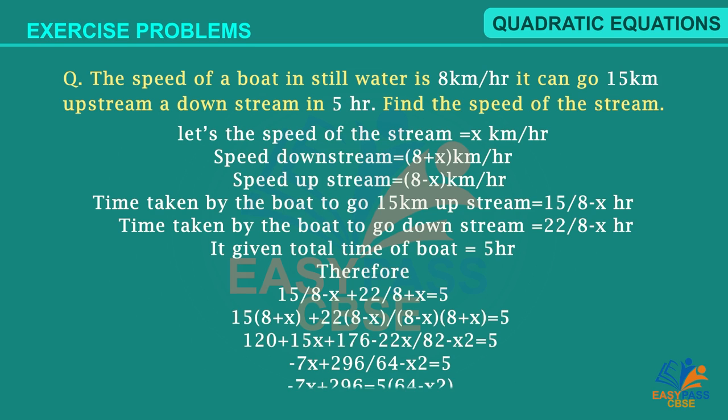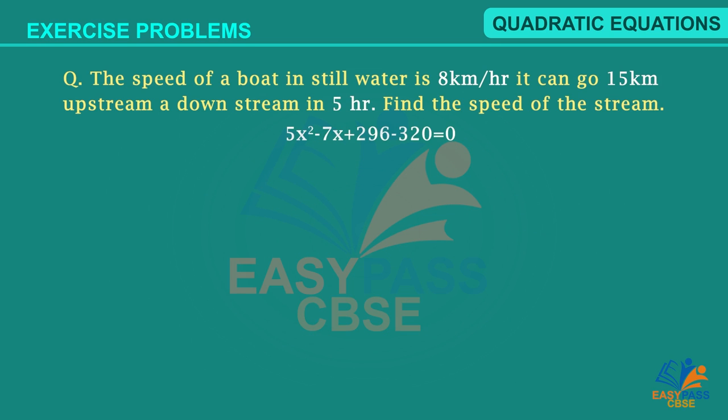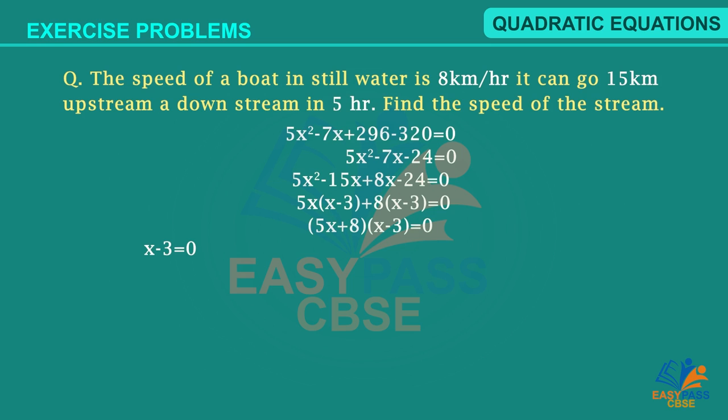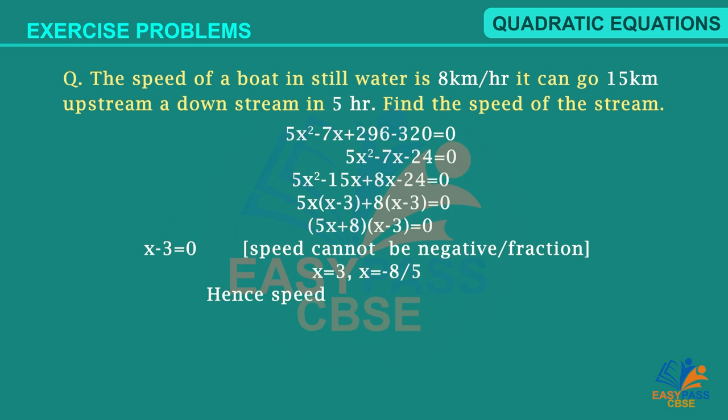If you simplify, you will get 5x square minus 7x minus 24 equal to 0. Or you have x is equal to 3 or x is equal to minus 8 by 5. x is equal to minus 8 by 5 is not a possible answer because it is a fraction. So x is equal to 3. Therefore, the speed of the stream is 3 kilometers per hour.